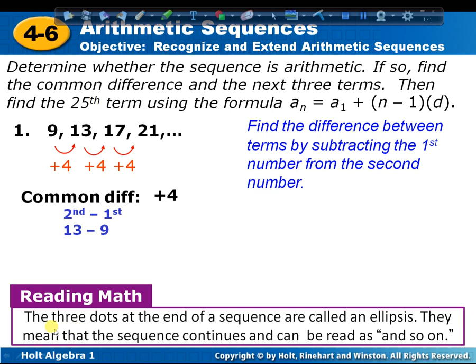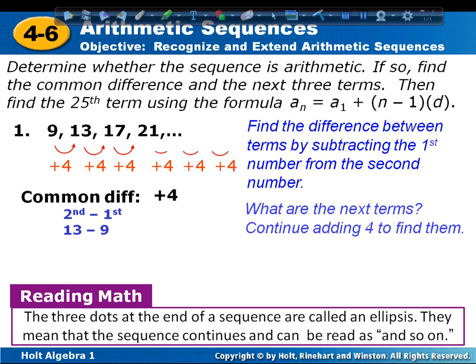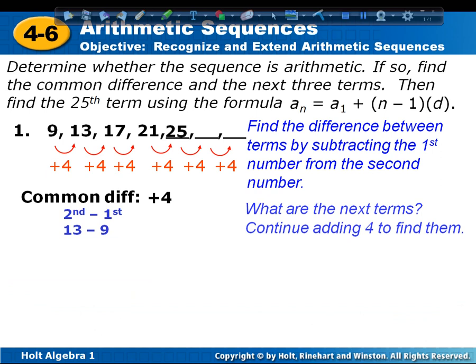Now here it says reading math. The 3 dots at the end of the sequence are called an ellipsis. They mean that the sequence continues and can be read as and so on. So 21 and so on. So we're going to find the next 3 terms here, and to do this we're going to keep adding 4. So I'm going to say 21 plus 4, and that's going to give me 25. 25 plus 4 gives me 29, and 29 plus 4 gives me 33.